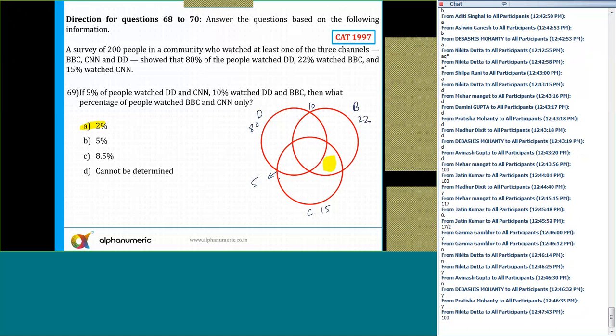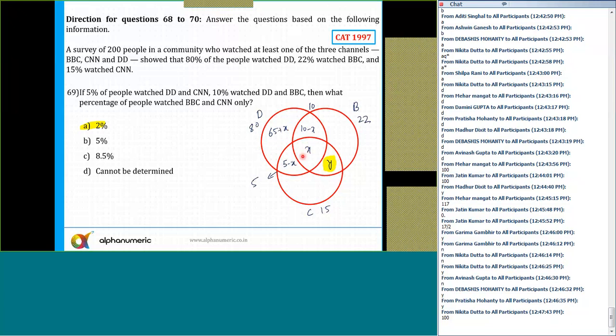So what I can do here is, let's say this is equal to X and this is equal to Y. This will be 10 minus X and this is 5 minus X. You all can see it here. This is X, 10 minus X, 5 minus X, and this total has to be equal to 80. So only DD is equal to how much? 10 plus 5 is 15, so that will be 65 plus X. Is that clear to all of you?